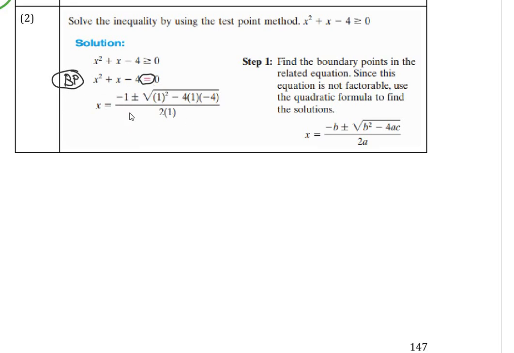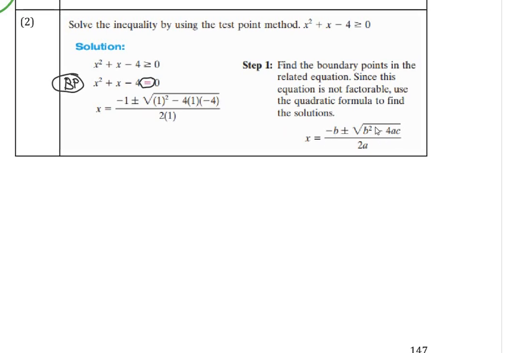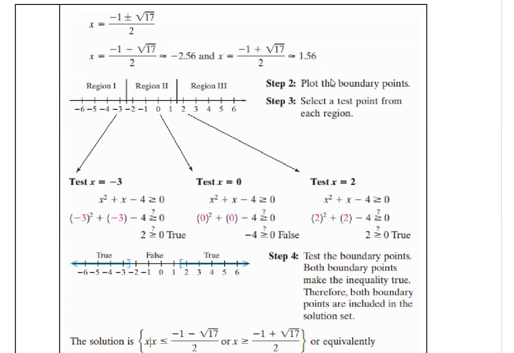So I see there are no factors, so I go to my formula and I work out my boundary points. So now my boundary points are minus 2.56 and 1.56. That's what I found the boundary points to be. Then again, I put them where they would be on the number line. Because remember, I just want to see the regions. I want to find the regions. And there are the 3 regions now. And now I just want to check inside those regions.